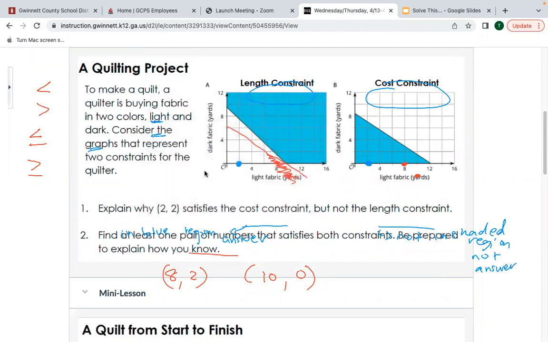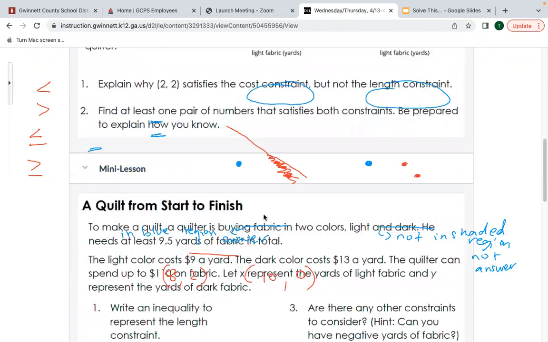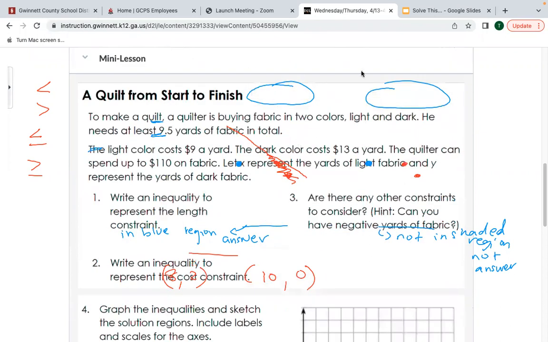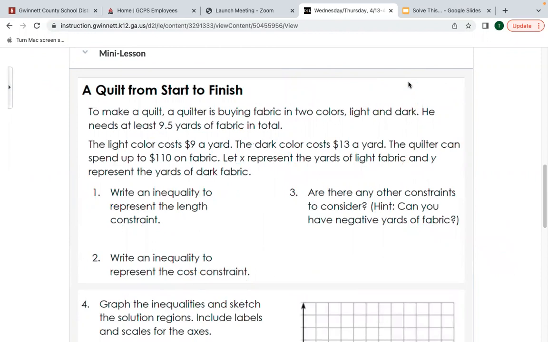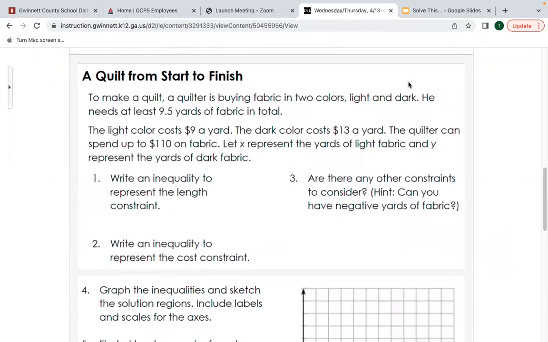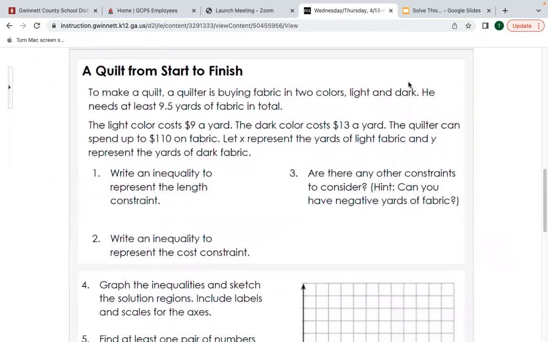We're going to go ahead and scroll down. All right, so quilt from start to finish. There's a lot of good information on here, so I would take notes after you read it through. To make a quilt, a quilter is buying fabric in 2 colors, light and dark. He needs at least 9.5 yards of fabric in total. I'm going to go ahead and write down.